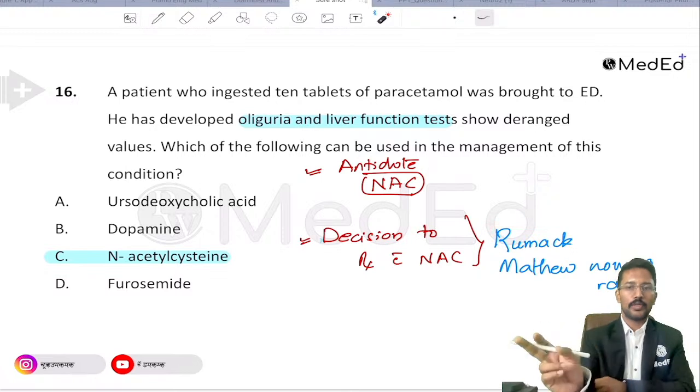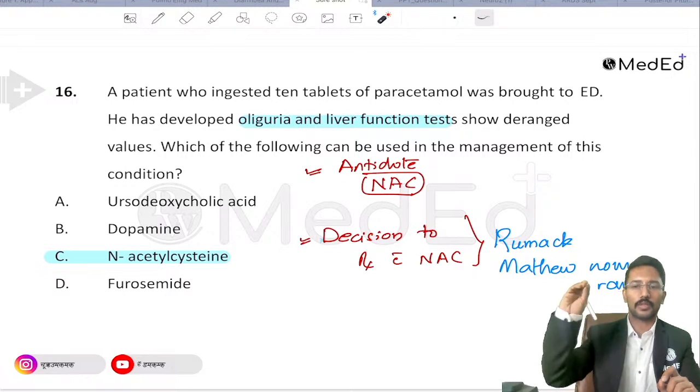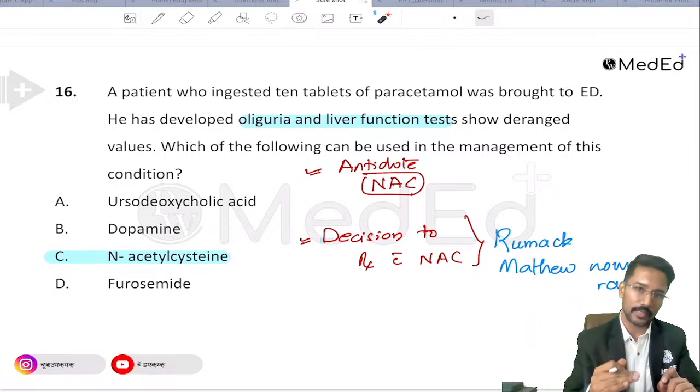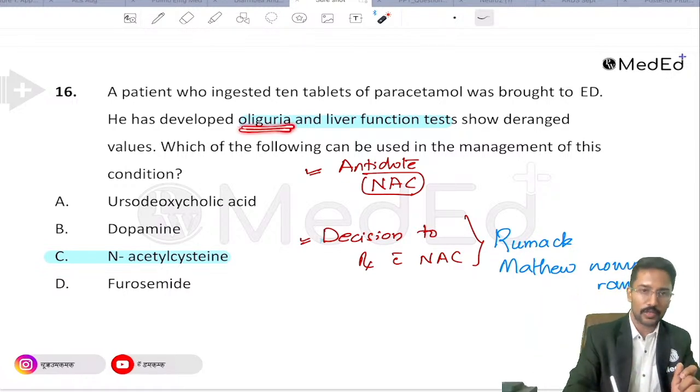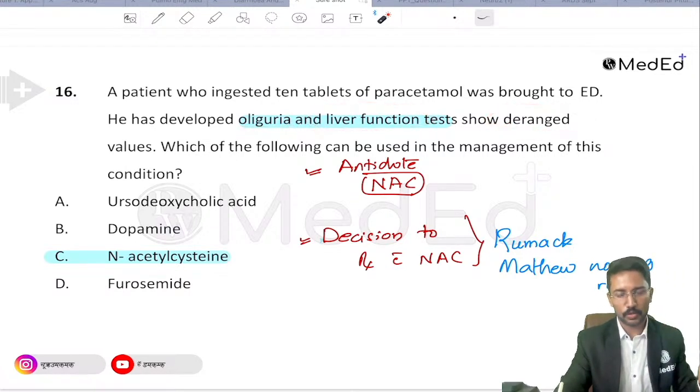Another important point: there are some exceptions to the use of this Rumack-Matthew nomogram. If the patient is already having liver dysfunction, then don't waste your time drawing the serum paracetamol level and plotting it on the nomogram. Directly give N-acetylcysteine. In this case, he has organ injury, oliguria, and liver function tests are already abnormal. So without plotting on the nomogram, this patient requires N-acetylcysteine.